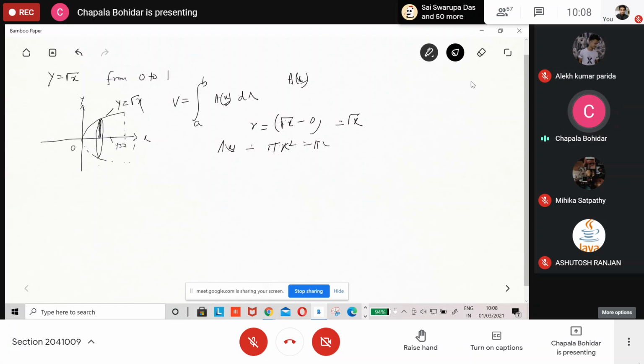Clear? So V is equal to, now, when you consider it as A(x), a function of x, you must write down the limits of x, where it lies. So x lies from 0 to 1. So it is the integral from 0 to 1 of pi x dx. Now find out your value and tell me. Quick. Pi by 2. Let me see. Yes, it is pi by 2.